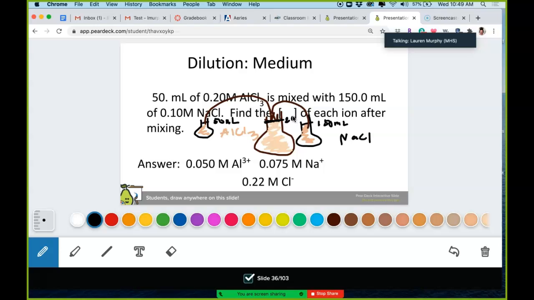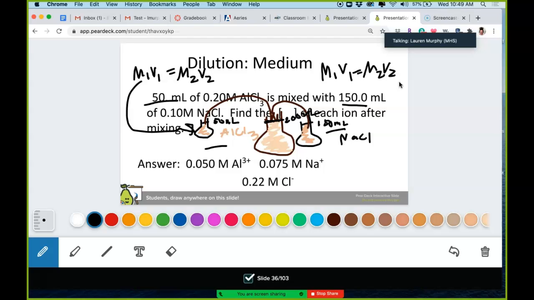Should be 200 milliliters, right? 150 mixed with 50 should be 200 milliliters of aluminum chloride and sodium chloride. But they want to know the concentration of each ion after mixing. So here's where this is difficult. Because you have different amounts of each substance you're using, you have to do M1V1 = M2V2 twice. You have to do it once for the aluminum chloride, and then you have to do it separately for the sodium chloride.